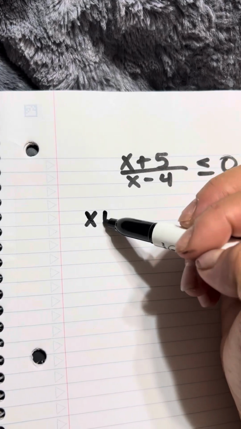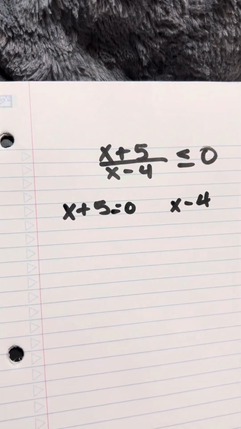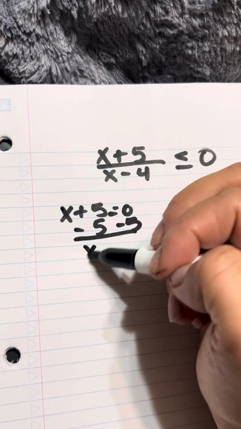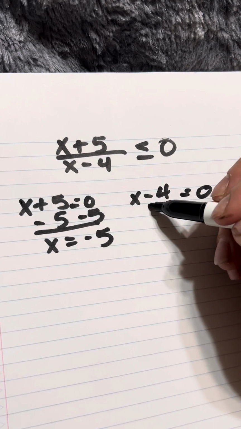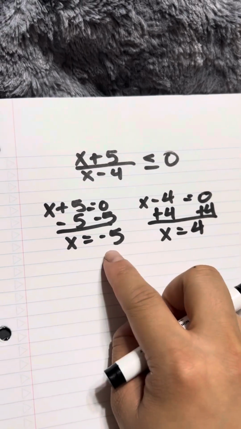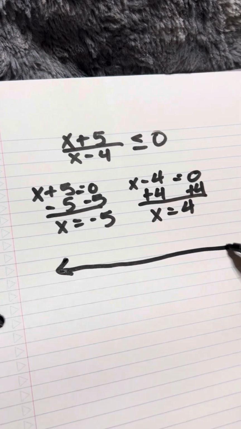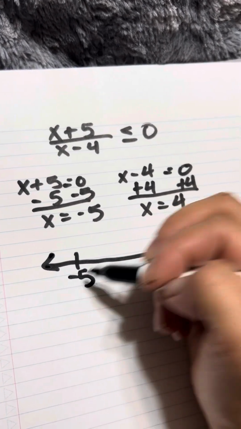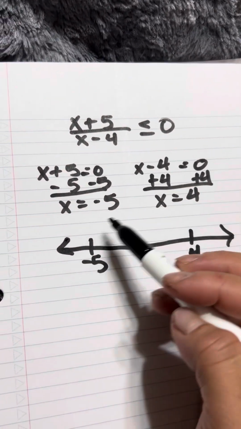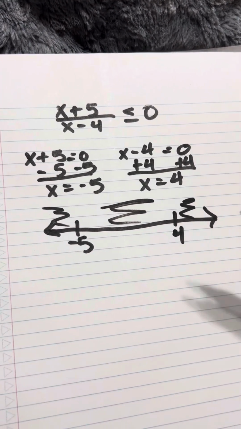So solving for x plus 5 and then x minus 4, we have set those to 0. So you're going to subtract 5 from both sides, and you're going to have x equals -5, and then you're going to add 4, and you're going to have x equals 4. So x equals -5 and x equals 4, those are going to be our critical points on our number line. If we put our little points on our line, it's going to look something like this. And now we have to test these 3 regions because we don't know where our solution lies.